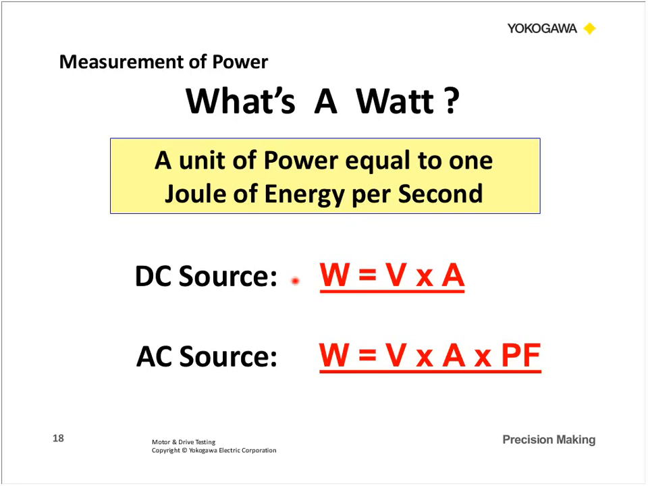If we look at a DC source, simplest form from Ohm's law, we know our watts is equal to the volts times the amps. Now, with an AC source, the wattage, the power, is equal to volts times amps times power factor. And you'll notice I say power factor, not cosine of theta. Cosine of theta is okay if you're working with a pure sine wave. But we're not going to be working with a pure sine wave in all cases today, especially when we're looking at drives. So that's where we say power factor.